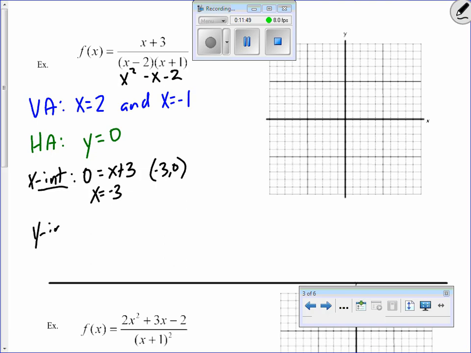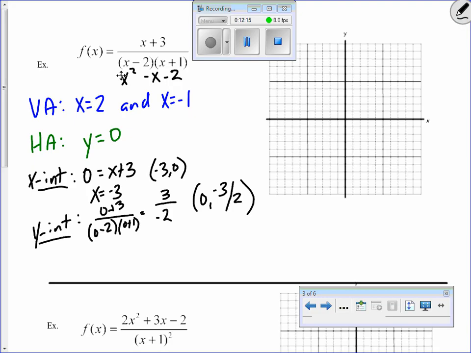My y-intercept, I'll plug in 0 for x, and we are going to get 0 plus 3 over 0 minus 2 times 0 plus 1. So we get 3 over negative 2. So our y-intercept is going to be at 0, negative 3 halves.